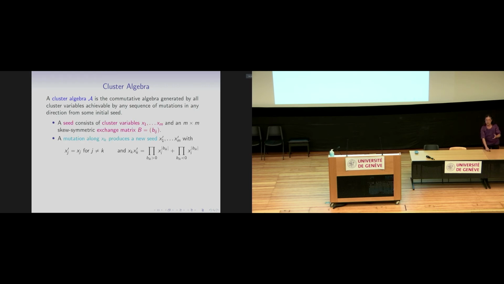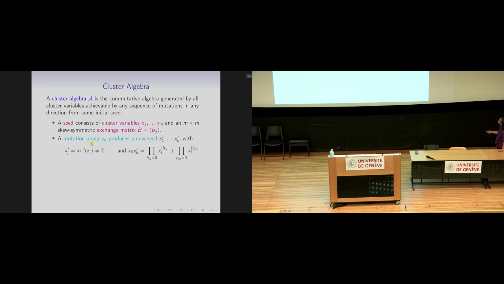A cluster algebra is a commutative algebra, and there's a procedure to generate it. You pick something called a seed, which consists of some finite number of variables, x1 through xm. For every variable in the seed, there's a procedure to create another seed. This is called mutation. So you have the initial seed, and then you have many mutations, one for every variable inside this seed. And there's some crazy formula that tells you how to create the new seed.